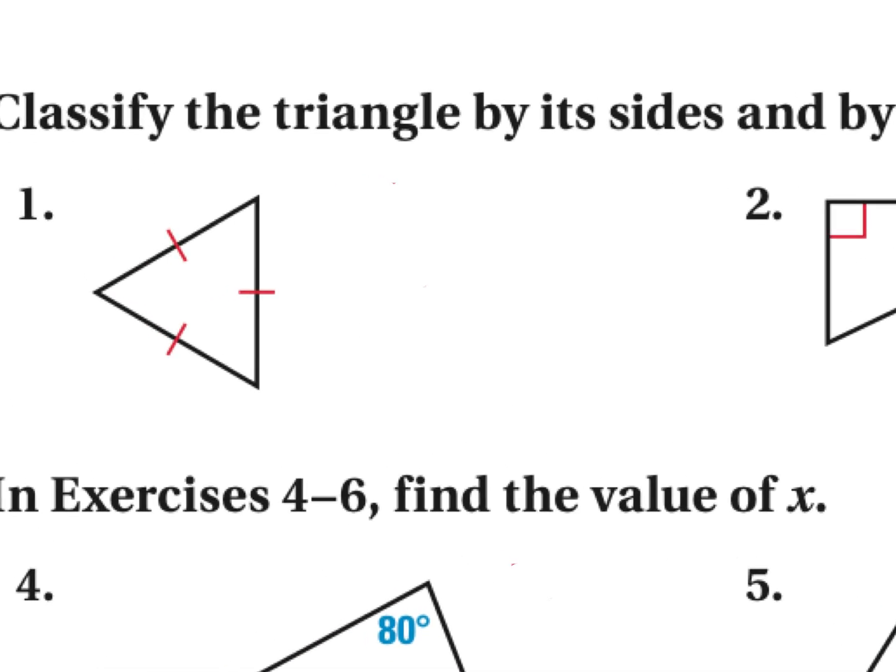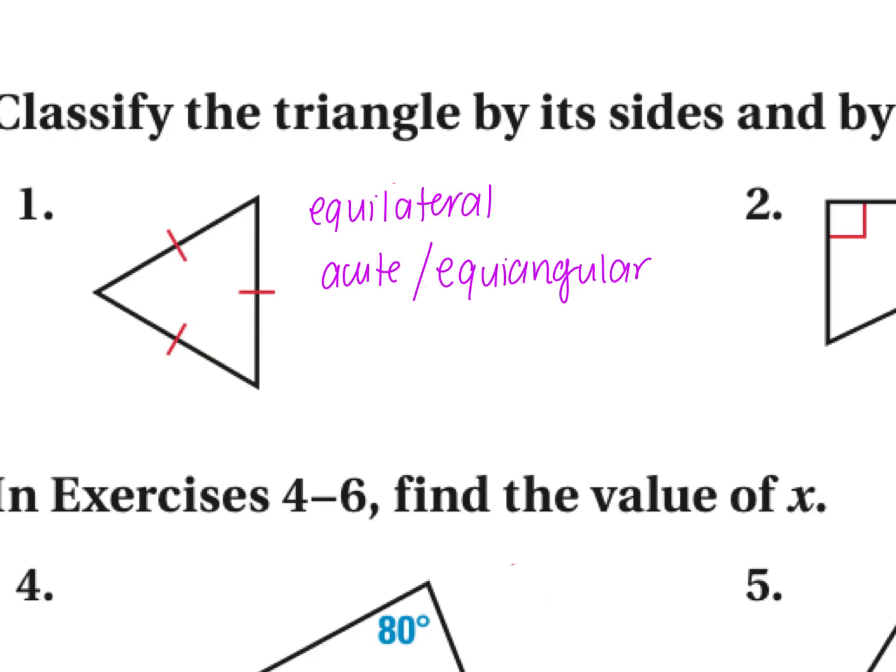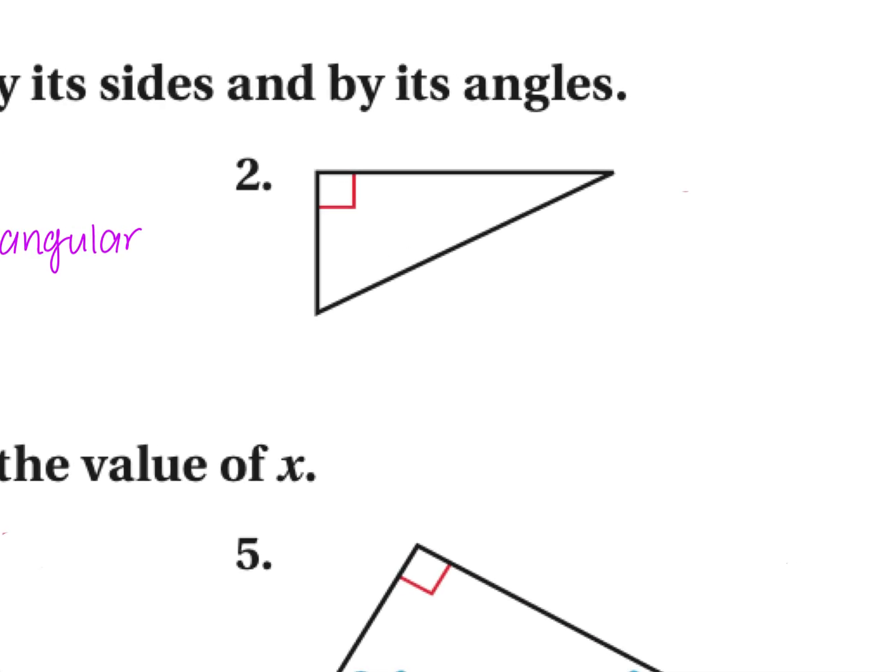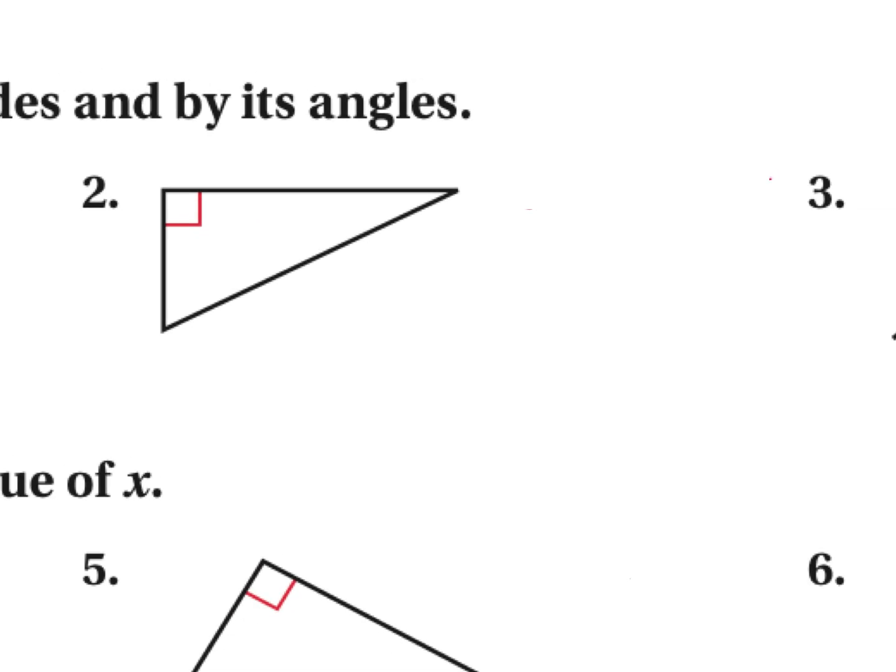So looking at number 1, for this one, classifying it by its sides, all the sides are equal, so this is considered an equilateral triangle by its sides. Its angles, there are 2 names for this. It can either be acute or it can be equiangular, because they're all congruent.